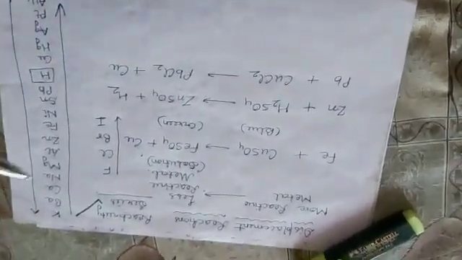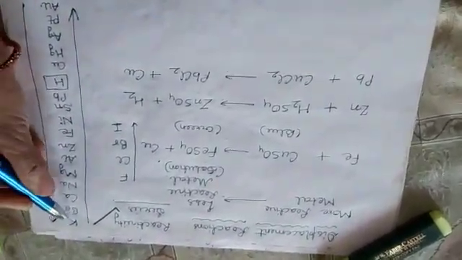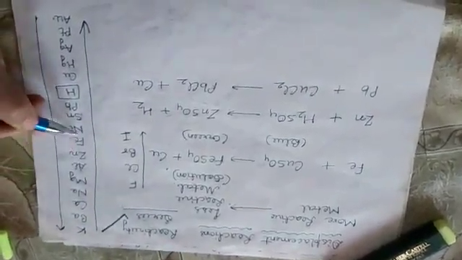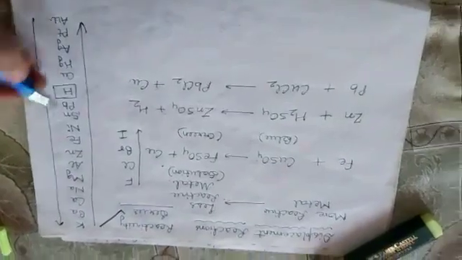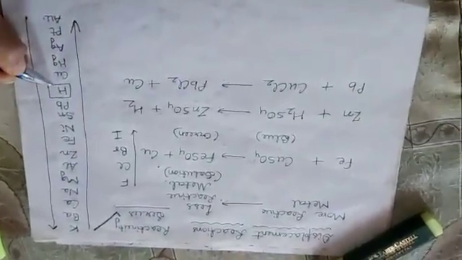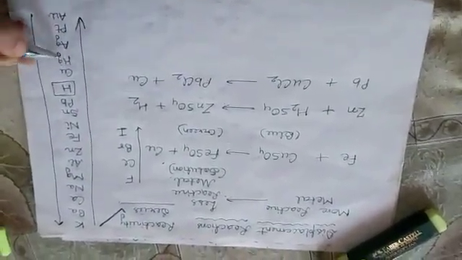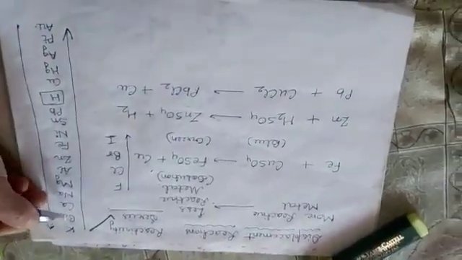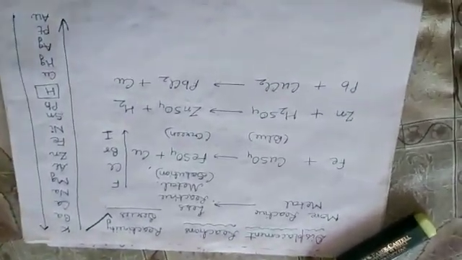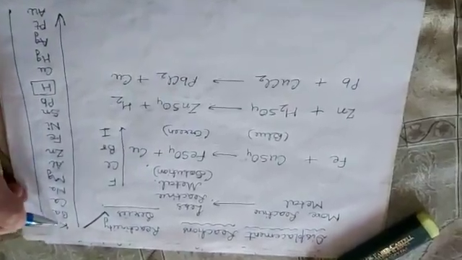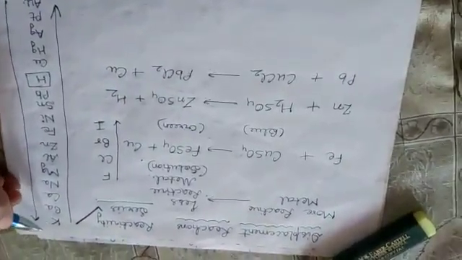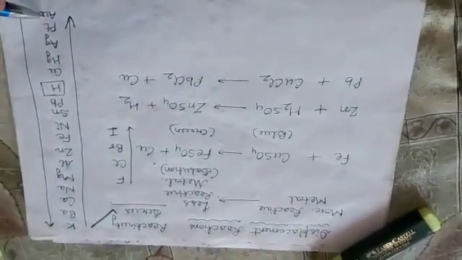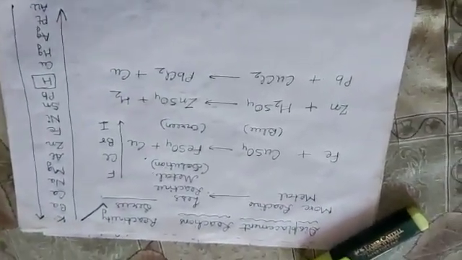Now, in this series, as you can see, potassium, barium, calcium, sodium, magnesium, aluminium, zinc, iron, nickel, tin, lead. Then it is followed by hydrogen, copper, mercury, silver, platinum, and gold. So, in this order, when we arrange these metals, we find that potassium is at the top and is considered the most reactive metal, while gold at the bottom is considered the least reactive metal.